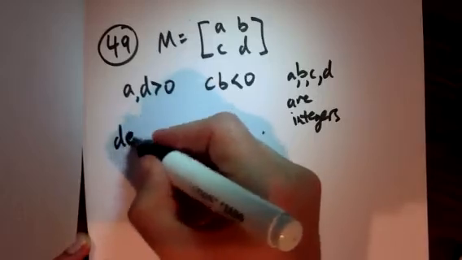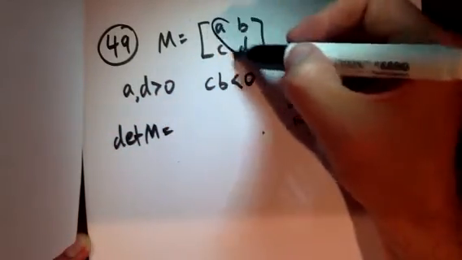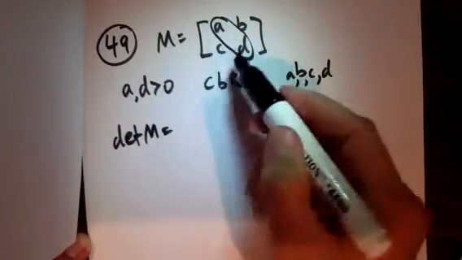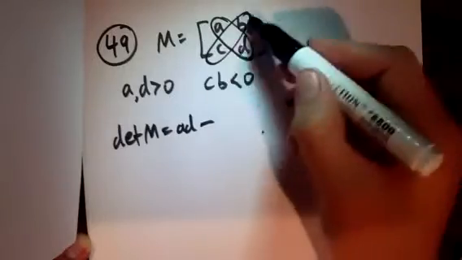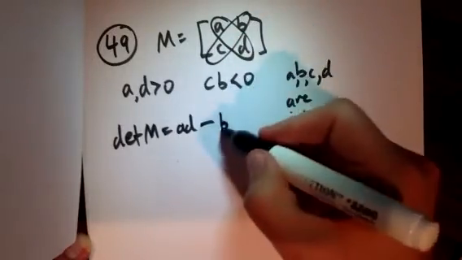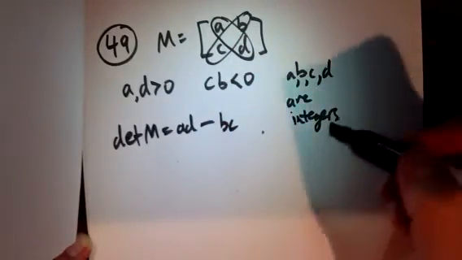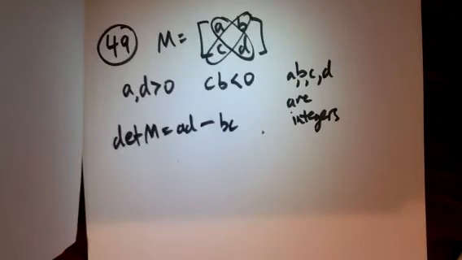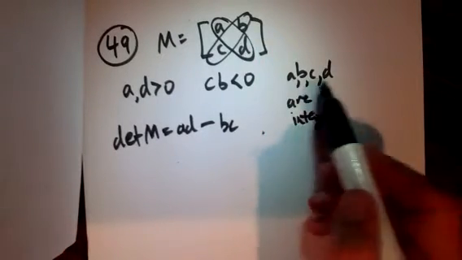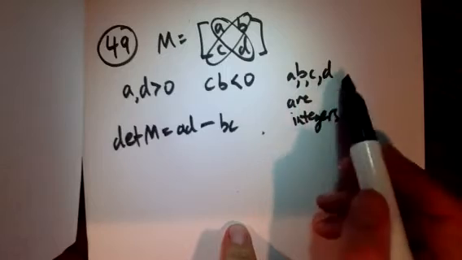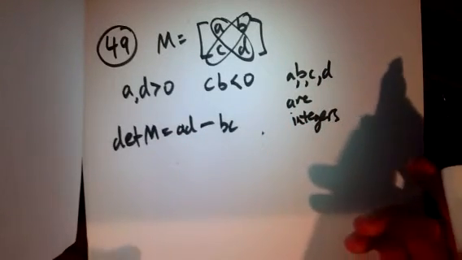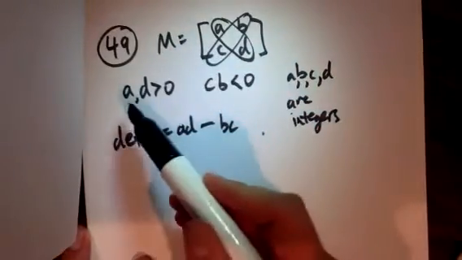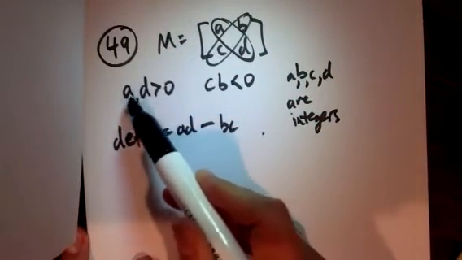So the determinant of a 2x2 matrix is pretty easy. You have the product of that diagonal, A times D, subtract the product of the other diagonal, B times C. And the determinant itself will be a single value. So in this case, because A, B, C, and D are all integers, the determinant is going to be an integer. Now let's take a little closer look at some of the given information and see what that tells us.